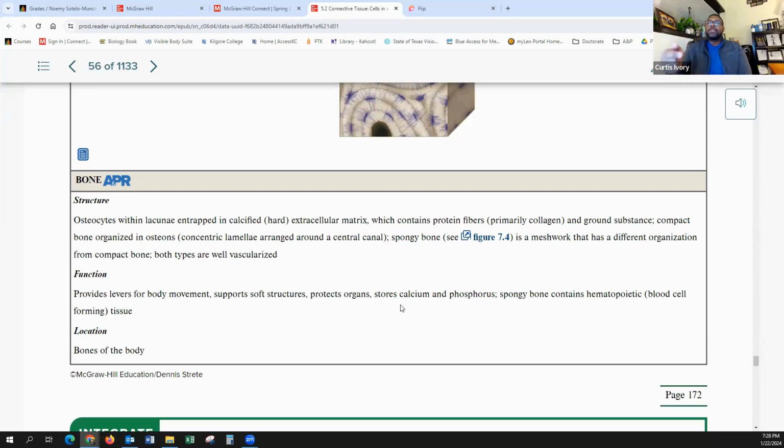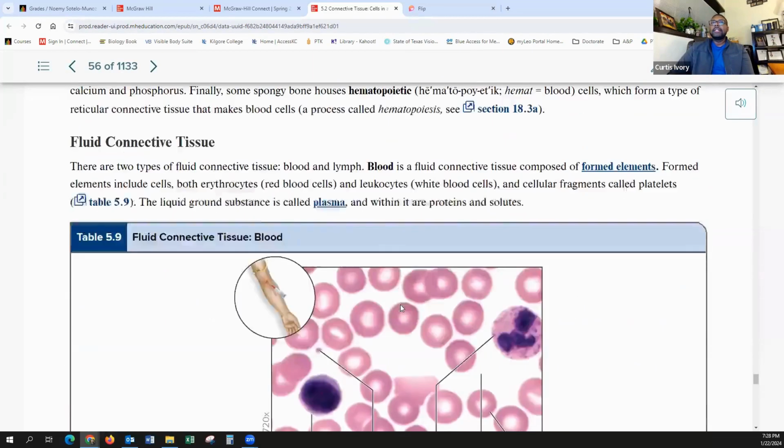Our bones are also the site for our blood production. So in the long pieces of bones, which we'll talk about in the bone chapter, in long bones, we are producing our red blood cells, also known as erythropoiesis.